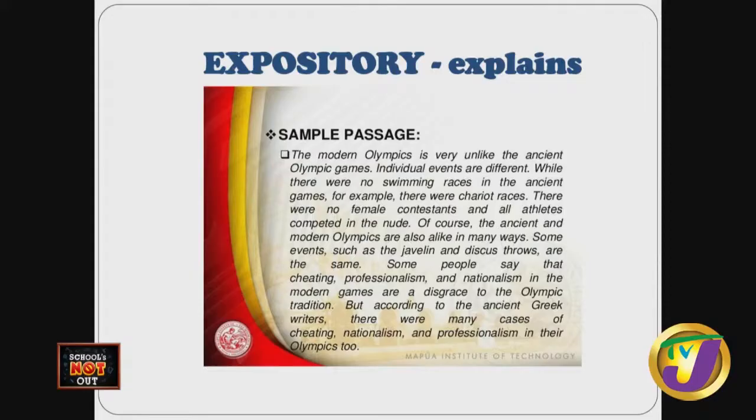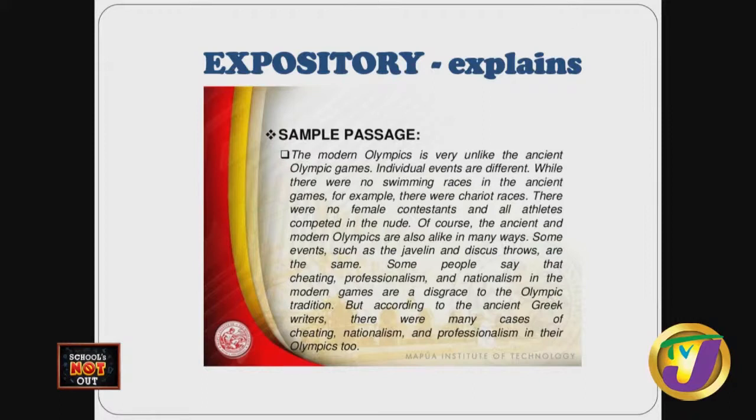Remember I said that it tends to use a particular organizational style. So we are looking at the Olympics then as opposed to now. And we see the style of comparison and contrast, looking at similarities and differences of the modern and ancient Olympic Games. So factual information and examples are given. All right? Then we have persuasive writing.